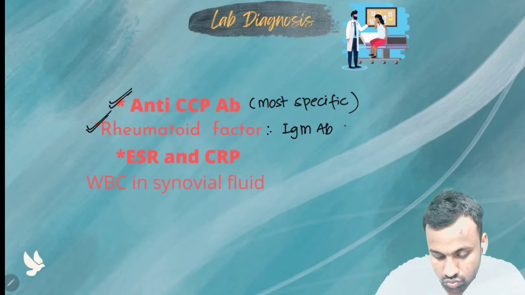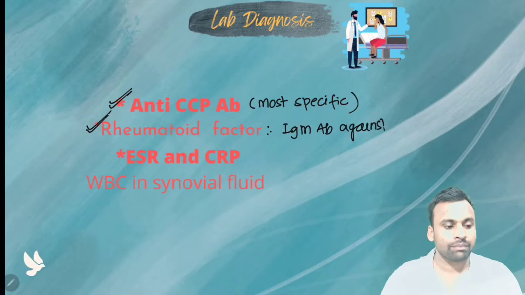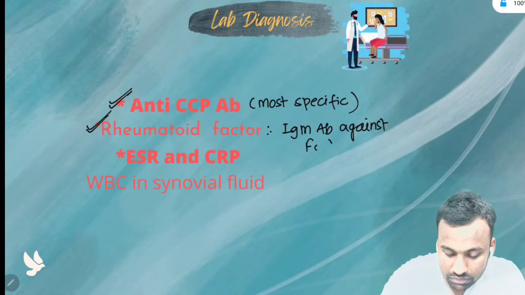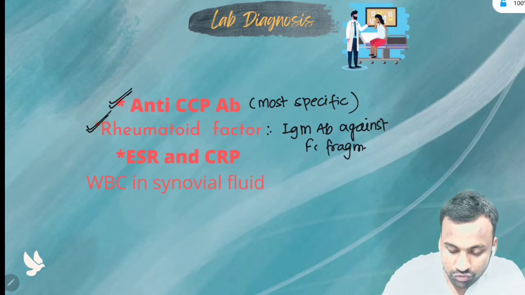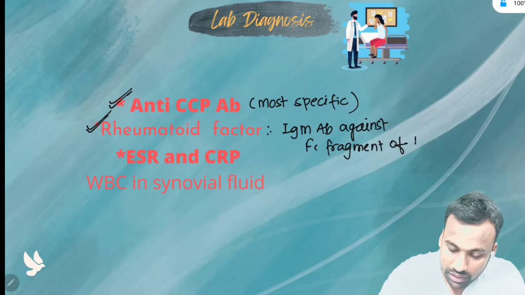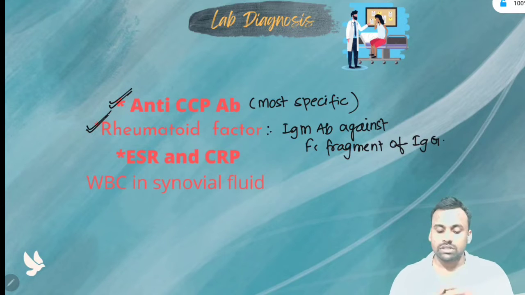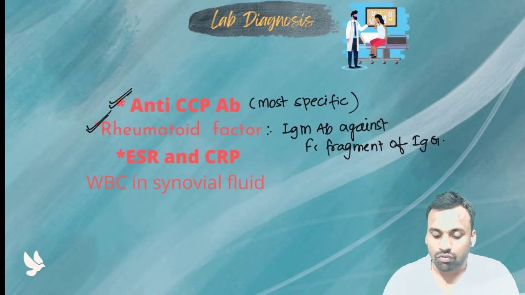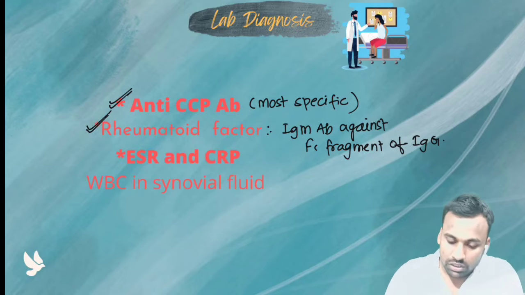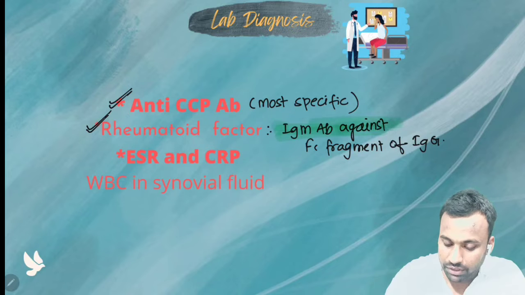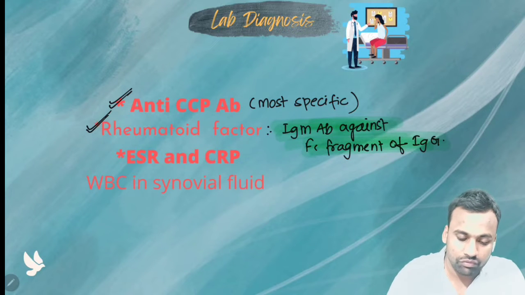is formed against the Fc fragment of IgG antibody. Okay, means normally the IgM antibody is mainly formed against the Fc fragment of what? IgG. This line is very important from the exam point of view.